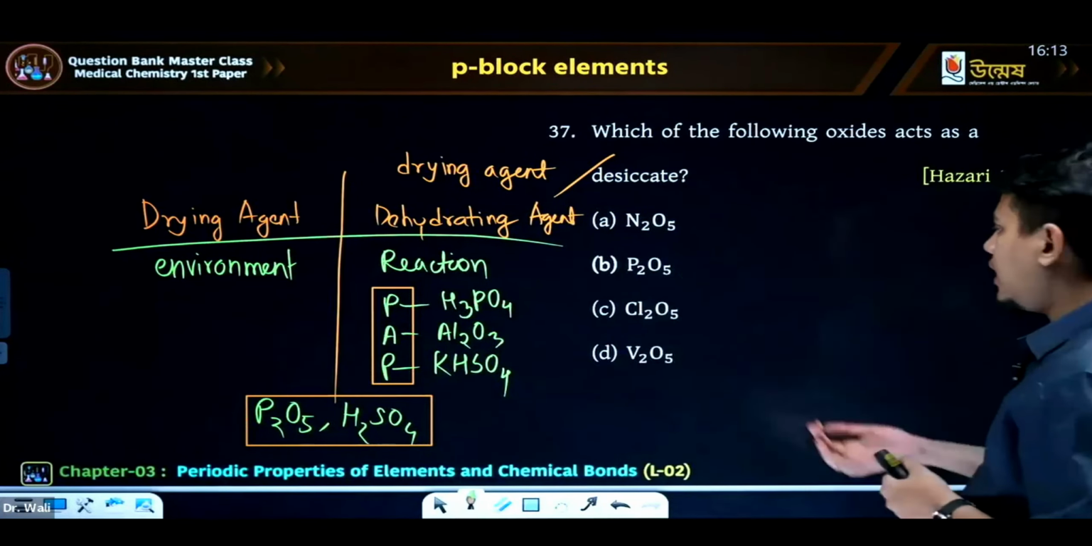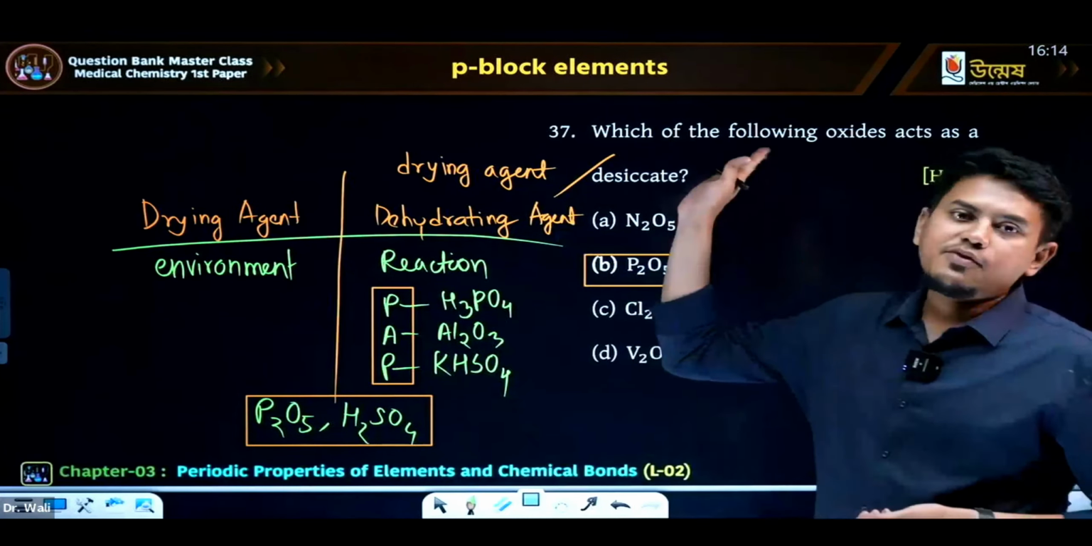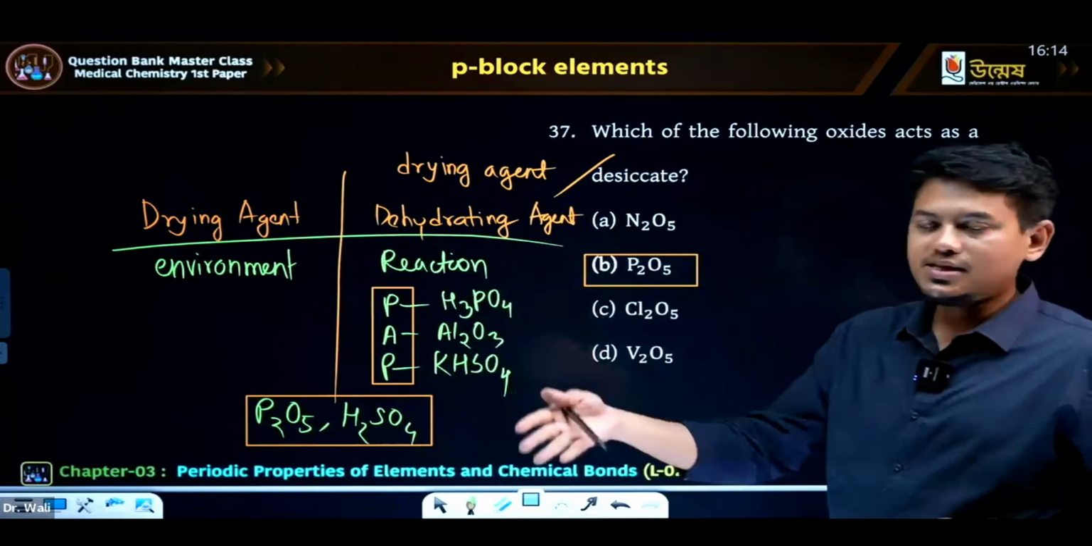Which one will act as drying agent? As we can see, we have got the option that we asked for, phosphorus pentoxide. It is easier. Even if the question becomes which one is a drying agent or dehydrating agent, the answer will be the same.